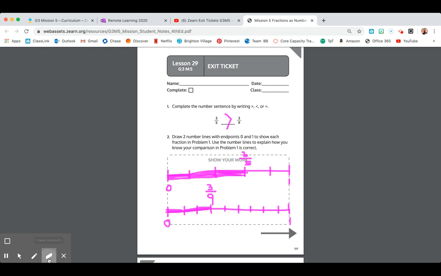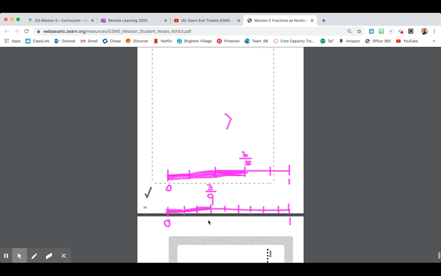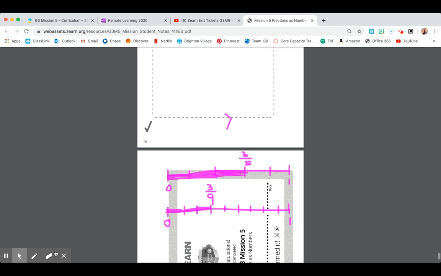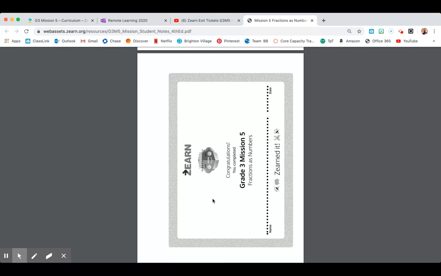Let's see what number 3 has in store for us. Okay, some extra workspace. And that's it, friends. We're all done. Congratulations. You have successfully completed Grade 3 Mission 5, Fractions as Numbers.